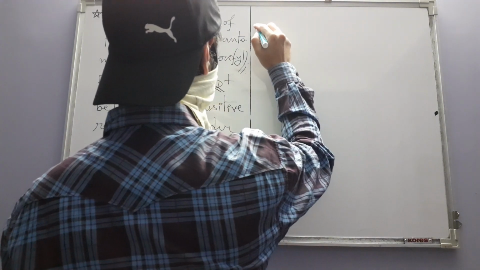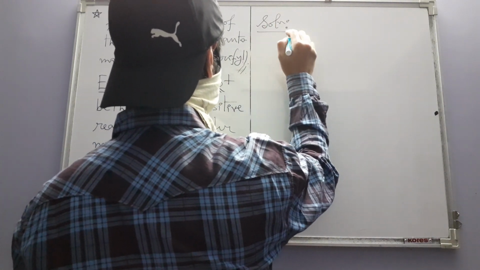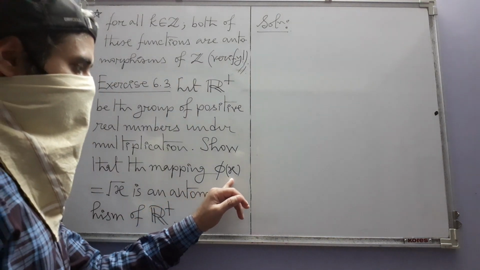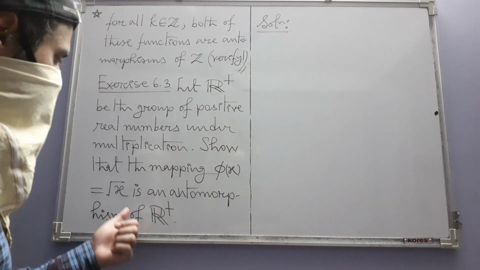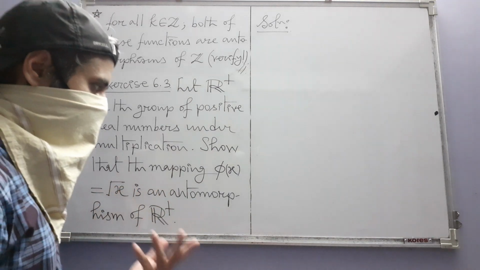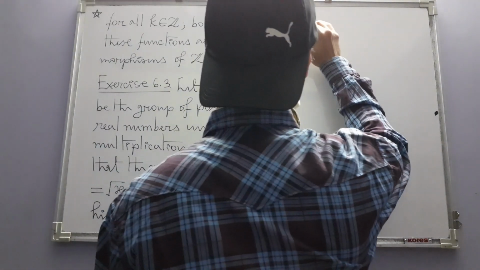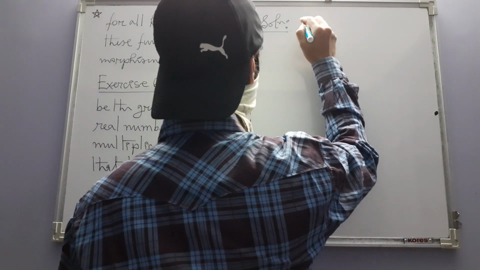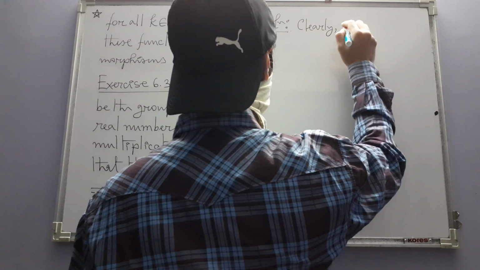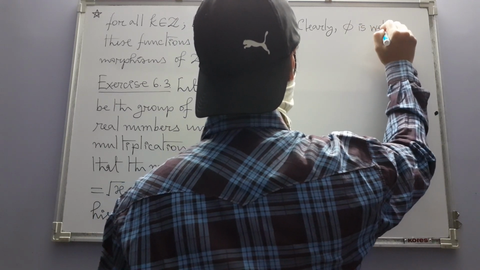Okay, so now we have the multiplicative group of all positive real numbers, and this function maps each such number onto its square root, which we know from analysis exists. So we just simply start by writing: clearly phi is well defined.